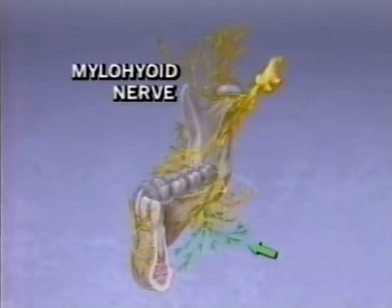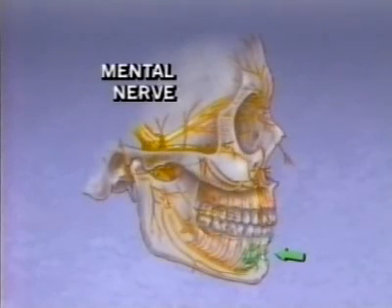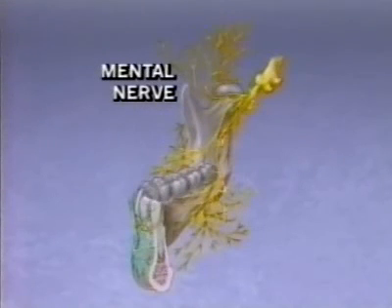It provides motor function to the mylohyoid muscle and the anterior belly of the digastric muscle. Also, it often innervates the skin covering the lower chin and occasionally provides sensation to the mandibular teeth. The mental nerve emerges as a lateral branch to the inferior alveolar nerve and passes through the mental foramen to innervate the anterior buccal gingiva and the lower lip and chin.